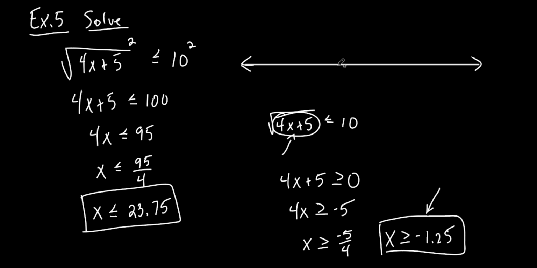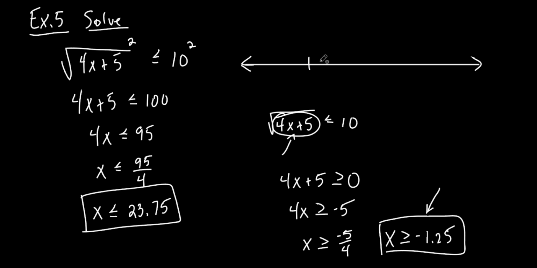You can't include every single number that's less than 23.75 because you've added a restriction. You can only pick numbers that are greater than or equal to negative 1.25. So anything less than negative 1.25 cannot be used. If you just put 23.75 and everything to the left, that would be incorrect because there are numbers that don't work, that will not make this less than or equal to 10.